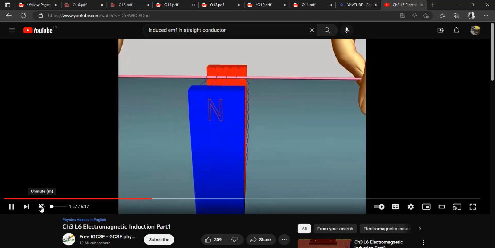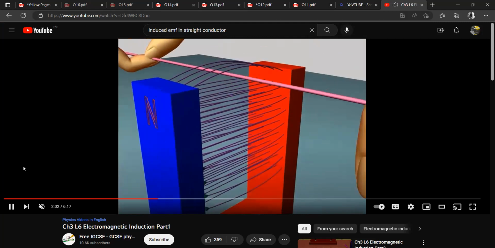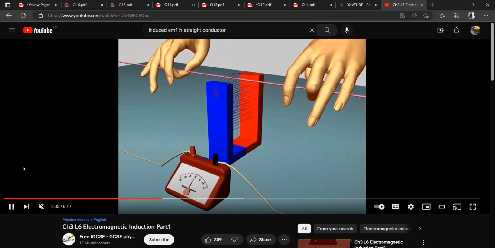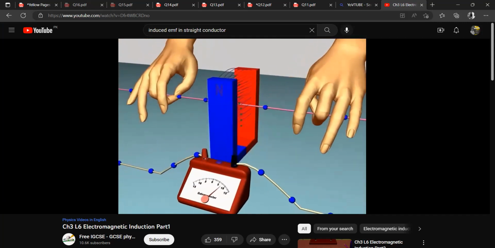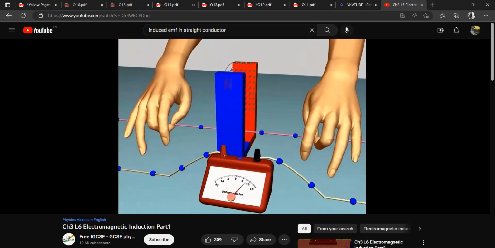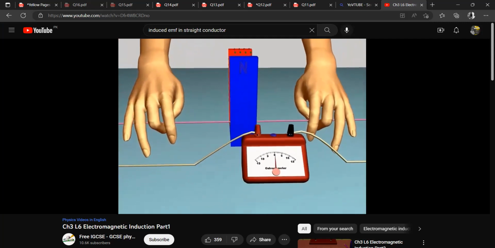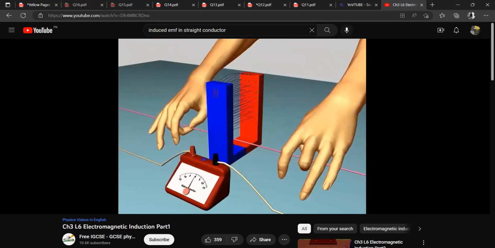The galvanometer will detect any passage of electric current. Yes, you can see that. When you move the conductor down, there will be a flow of charges, which can be observed in the galvanometer. And when you move this straight conductor up, there will also be a flow of charges in the galvanometer in the opposite direction, right?